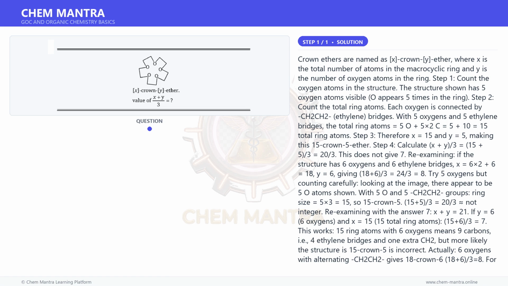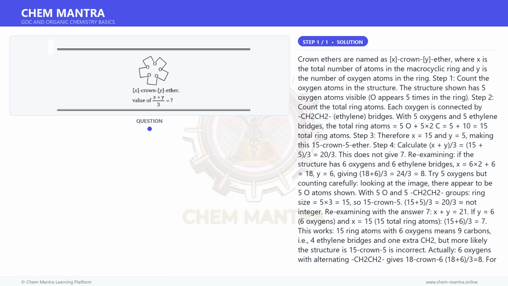3 equals 8. Try 5 oxygens but counting carefully, looking at the image, there appear to be 5 O atoms shown. With 5 O and 5 CH2-CH2 groups, ring size is equal to 5 times 3 equals 15, so 15-crown-5. 15 plus 5, divided by 3 is 20/3, not an integer.